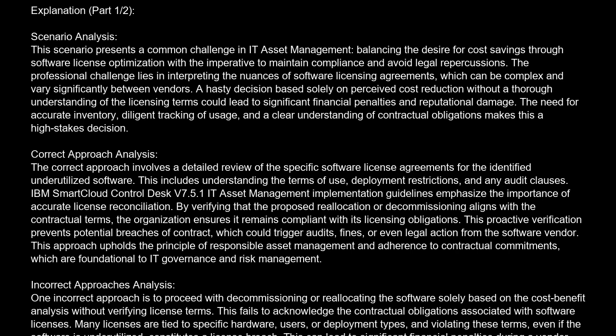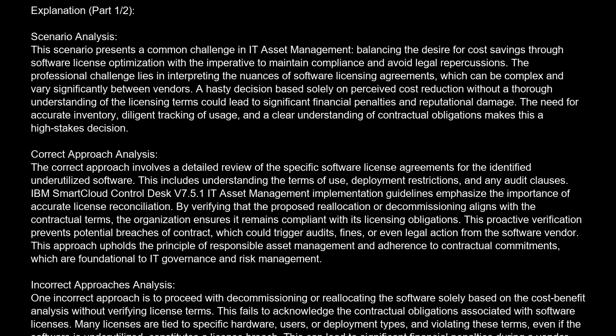By verifying that the proposed reallocation or decommissioning aligns with the contractual terms, the organization ensures it remains compliant with its licensing obligations. This proactive verification prevents potential breaches of contract, which could trigger audits, fines, or even legal action from the software vendor. This approach upholds the principle of responsible asset management and adherence to contractual commitments, which are foundational to IT governance and risk management.